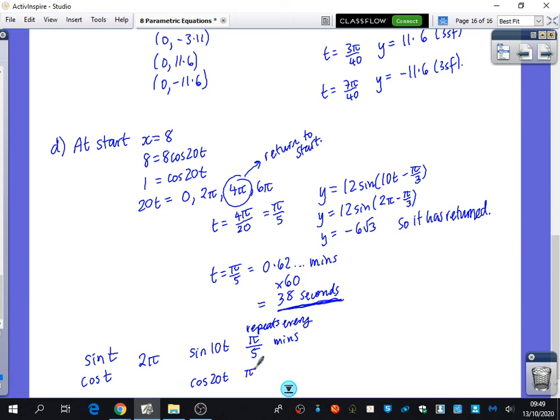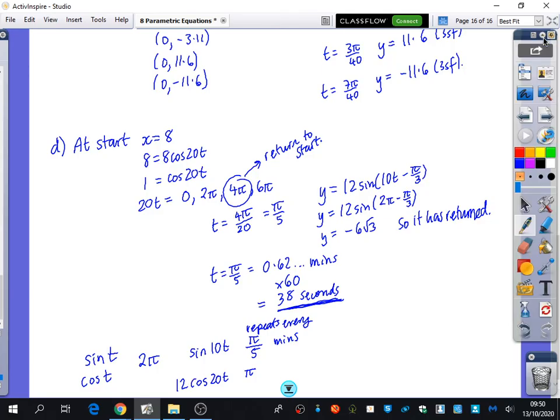Do you not need the 12? The 12 is not going to change how often it repeats itself. That's just going to change how stretched out it is up and down. It's not going to change how often the graph repeats itself. It would be pi over 10, because it's 2 pi over 20, which is pi over 10 minutes.